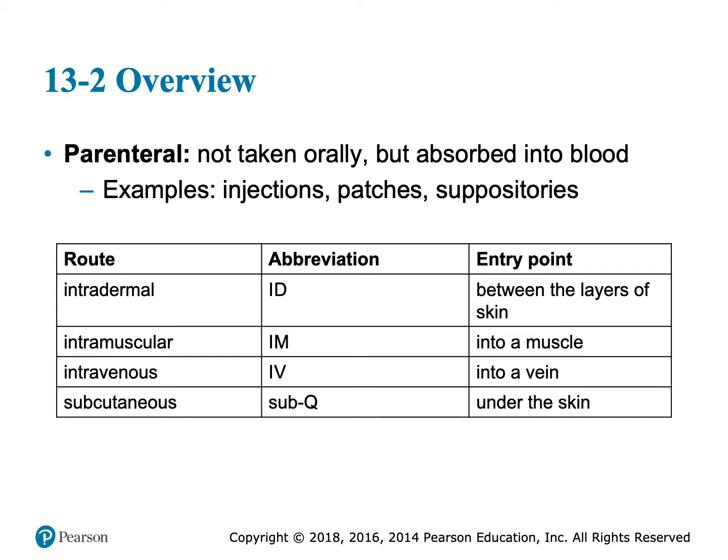The next route is intravenous, and that is abbreviated as capital I, capital V, which is probably something that's already familiar to us, and this means into a vein. If somebody's getting an IV, most patients get IVs for surgery. There will be a little catheter that's left in their vein so that the anesthesia care provider has easier access to give them medications throughout the procedure. And the last one is subcutaneous or sub-Q, and that means under the skin, okay?